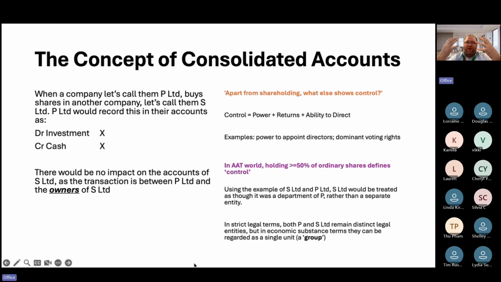What we're saying is that in economic substance terms, they're regarded as a single unit, which is where this concept of groups comes from. So you talk about groups of companies. It's ultimately lots of limited companies existing under one group. So one company owns shares in lots of other companies, and they're regarded as a single economic unit.